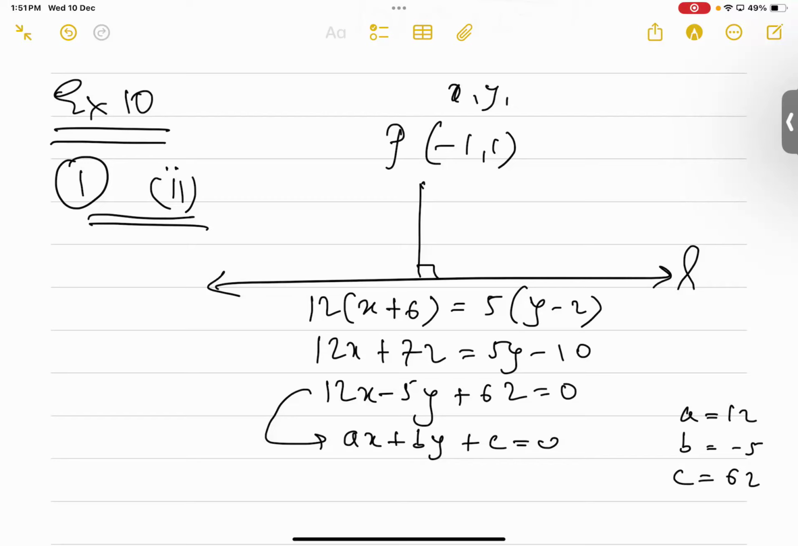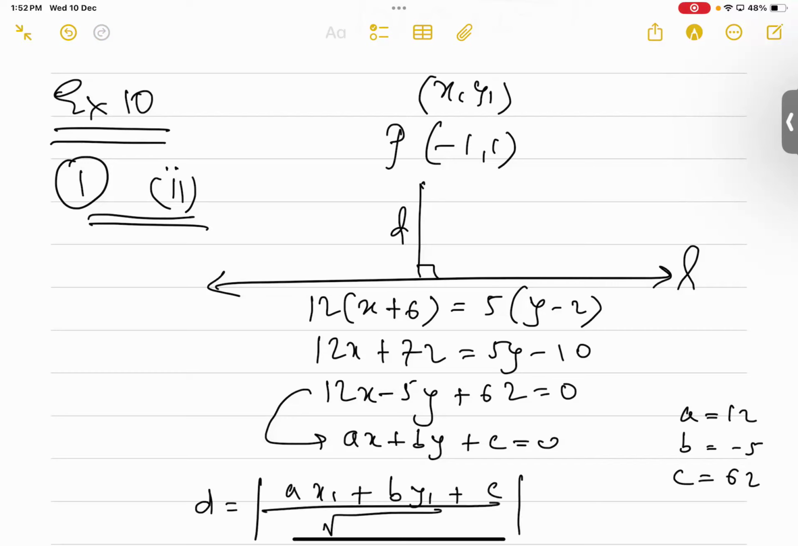And this is (x1, y1). Now, how to calculate this perpendicular distance d? We have a formula: modulus of ax1 plus by1 plus c upon root of a square plus b square. So plug in the values and get the answer.